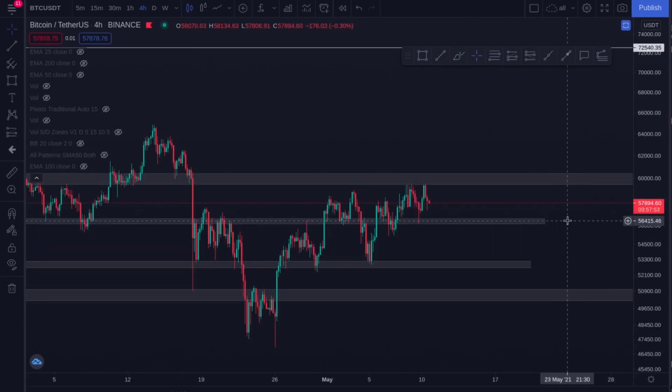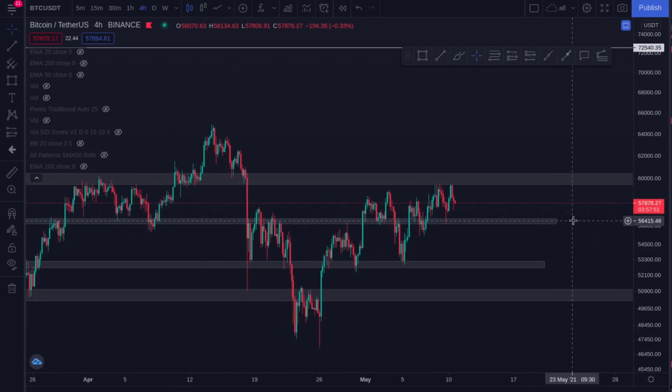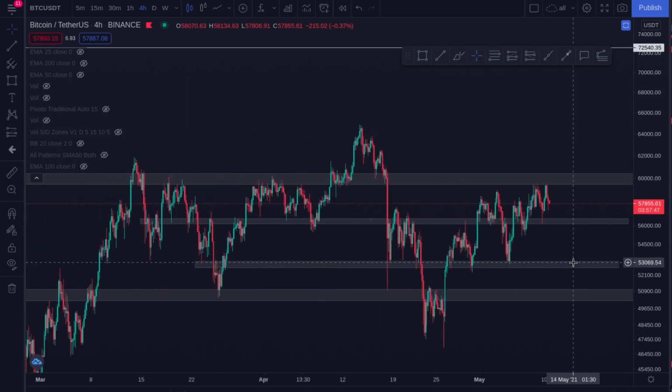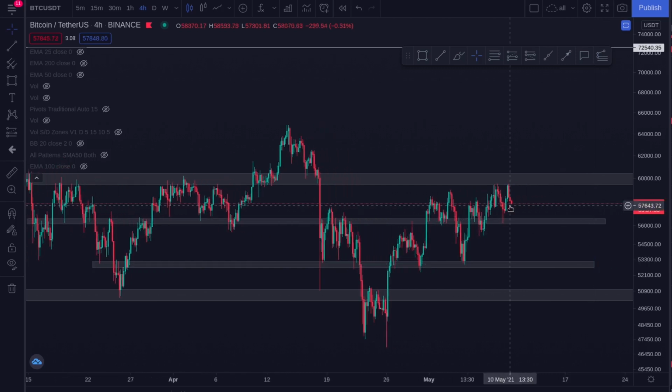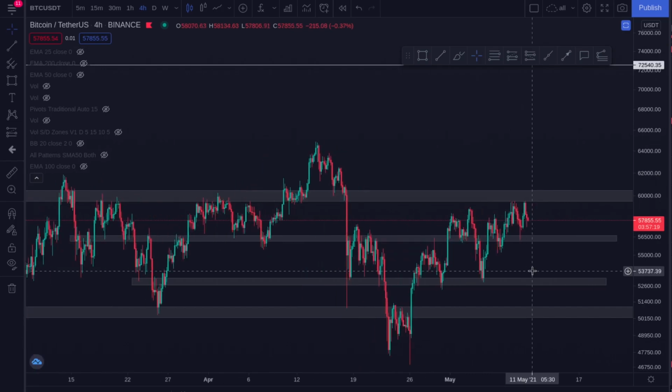Next, currently the support of BTC is at 56.4k, and then the next support is around 53k. I'm expecting BTC to retest these zones and then eventually bounce up to the 60k zone. And if this support doesn't hold, then the 53k support should hold. So let's see how this plays out.